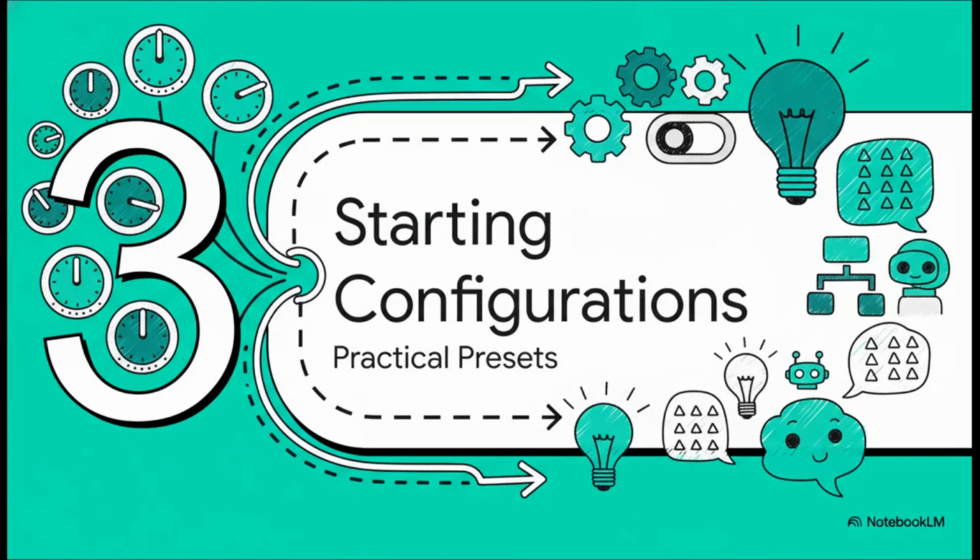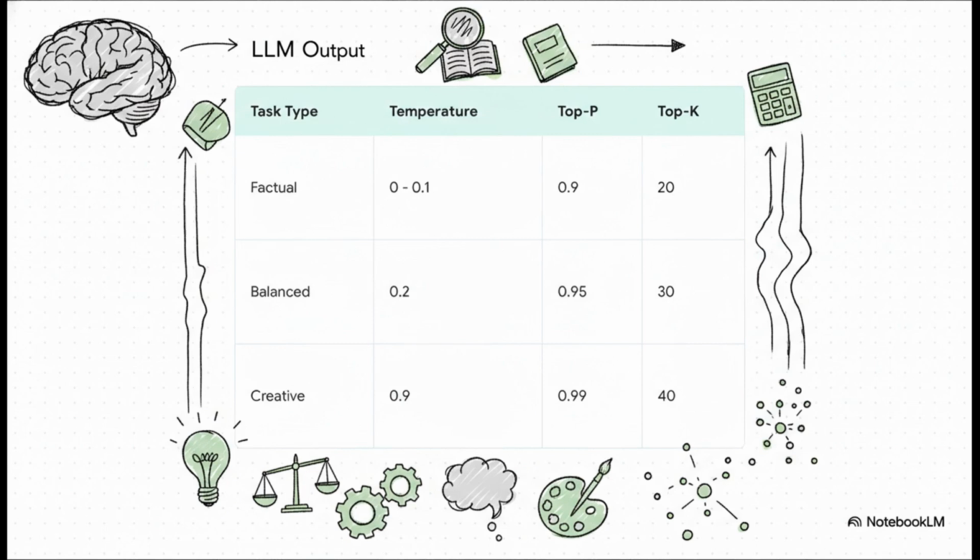Okay, so that's the theory. But how do you actually use this stuff? Let's look at some starting configurations you can use right out of the box. Just think of this table as your little cheat sheet. If you're doing something factual, like asking for code or a math solution, you want 0 randomness, so you put temperature in at 0. For a good, balanced, coherent response, your everyday tasks, that middle row is a fantastic place to start. And then, when you want to brainstorm or write a story, you crank that temperature way up and open up top P and top K to invite in some of that creative chaos.